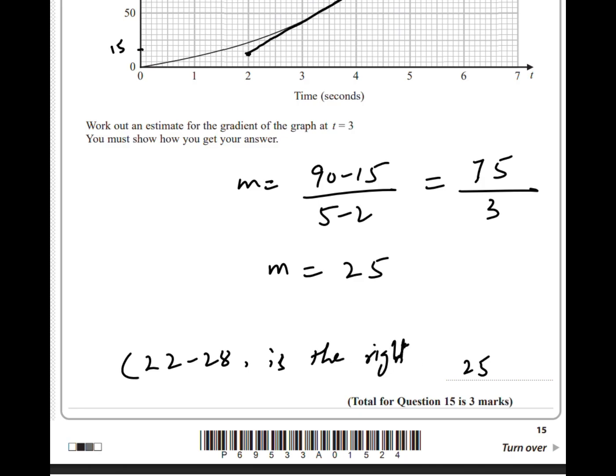So yeah, if you get anything between 22 to 28, that's the right answer. So yeah, that was it.